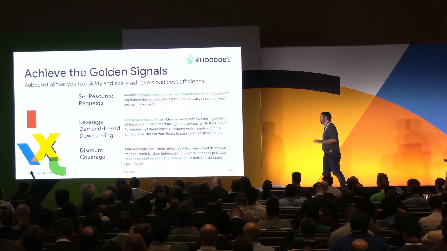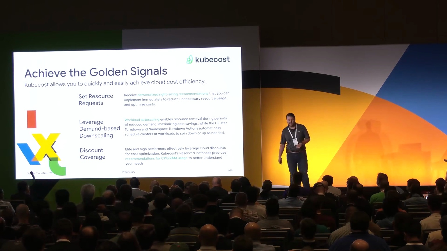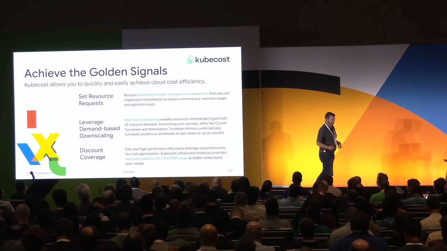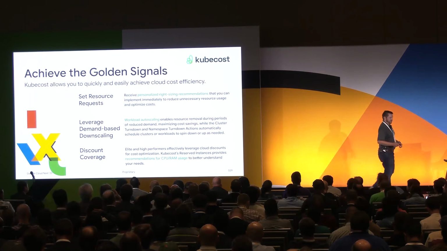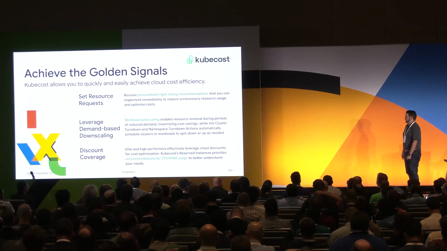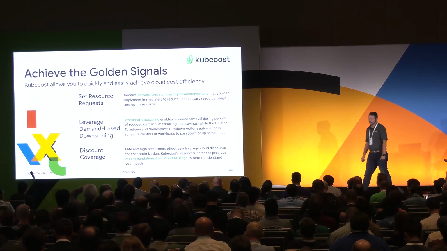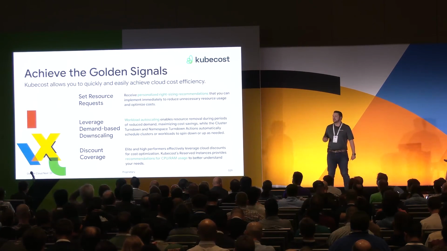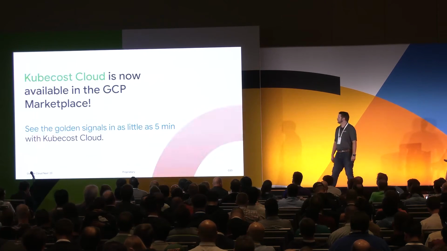Looking at leverage demand-based downscaling. Again, Kubecost provides a couple of items here that lets you go in and automatically downscale your workloads as need be based upon different components throughout it. And then finally, discount coverage. Sad to say, Kubecost AI can't quite call Google and negotiate your bill down. We're working on it, but for now, we'll stick with reserved instance sizing and spot instances as well. And we're going to go in and be able to identify some of those workloads that are ready for you and provide recommendations based on that.